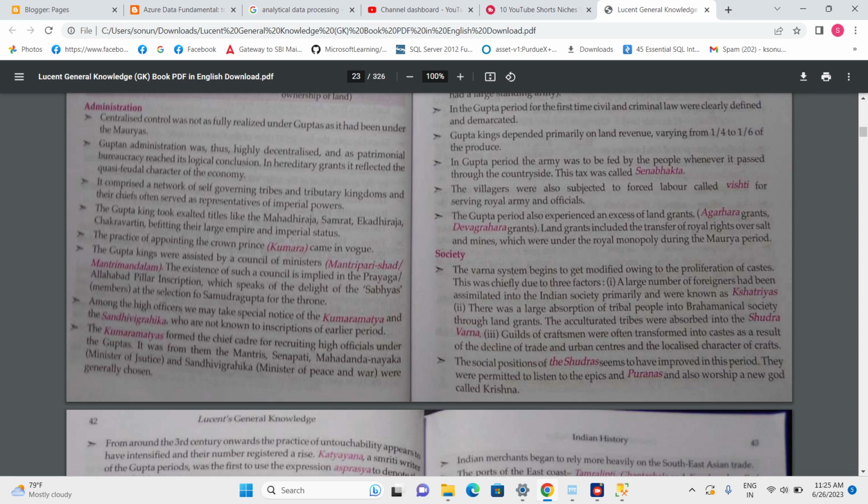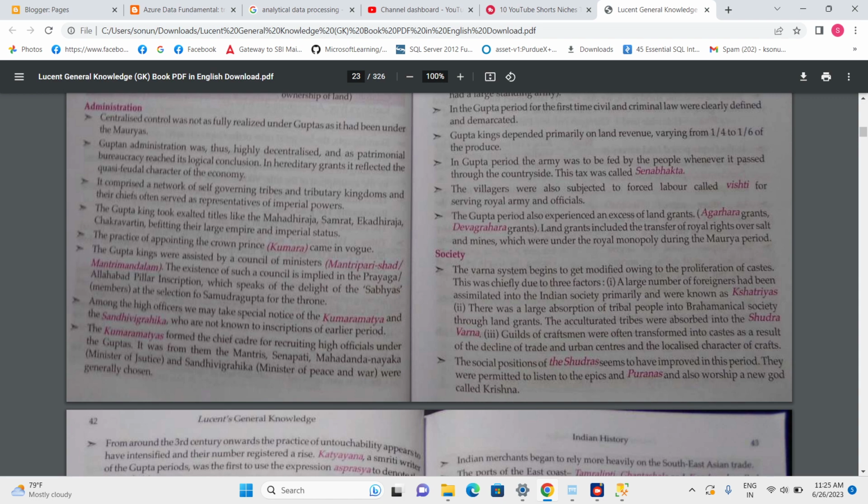Now let's see ports at the time of the Gupta period. There were two important ports, East Coast ports and West Coast ports. On the East Coast were Tamralipti, Chandraketugarh and Kadura, and on the West Coast Bharuch, Chaul, Kalyan and Cambay. So these are the important ports. Ports I don't think are important, but yeah, types of land and tax may be important.